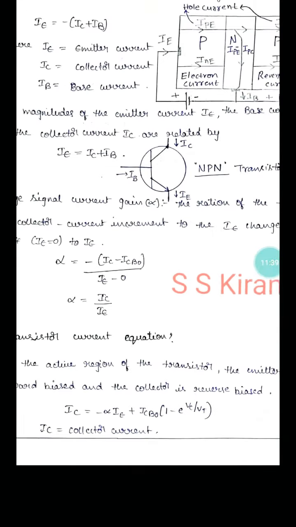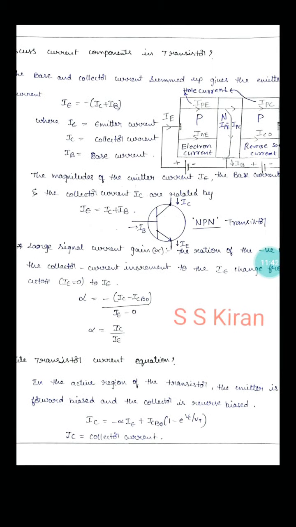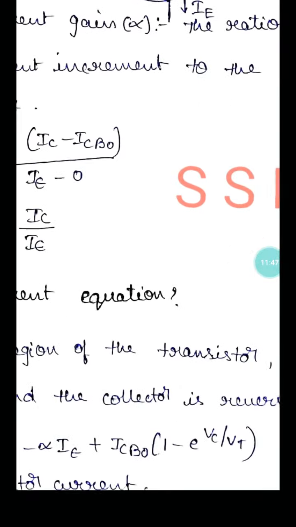Then the next question is: write the transistor current equation. Very simple, straightforward, you write this equation. In the active region of the transistor, the emitter is forward biased and the collector is reverse biased. That's why we can write this: IC is equal to alpha IE plus ICBO. It's a reverse saturation current.